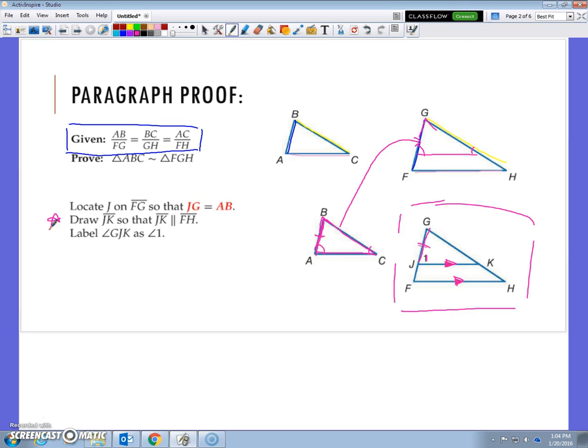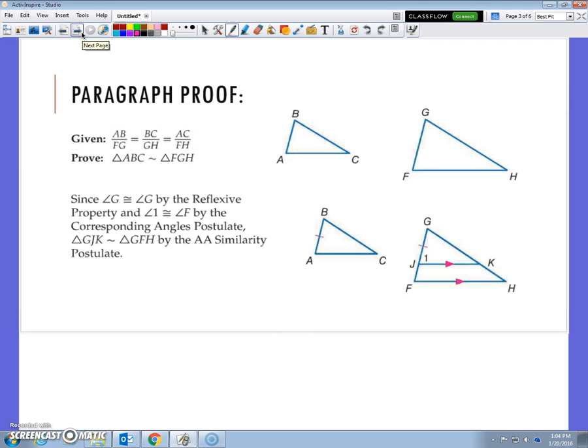Now we have all this information that we started on, and here's where we're going with this. Since I know they now share an angle, that's good, because I know that I have two other similarities, the side angle side and the angle angle similarities, that can help me to prove two triangles are similar. Because I know that these are parallel, I know that angle 1 must also be equal to angle F because they're corresponding angles. The corresponding angles postulate says if two parallel lines have a transversal, their corresponding angles are congruent.